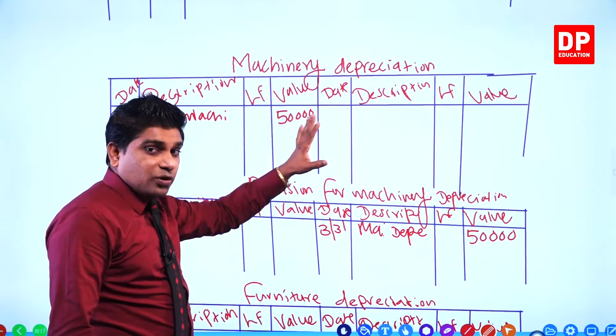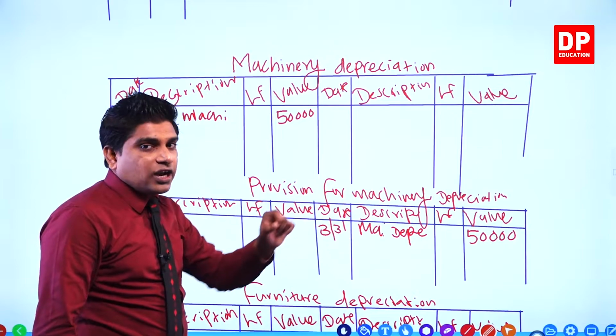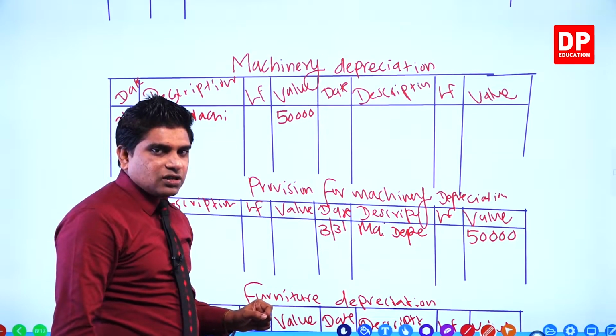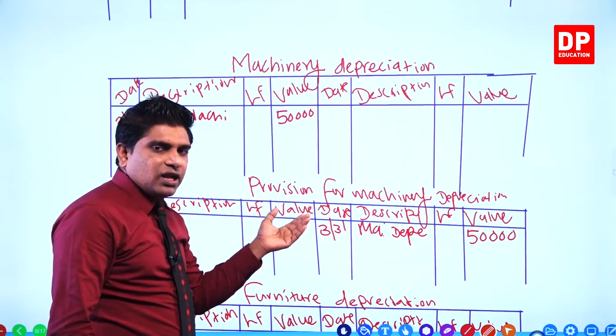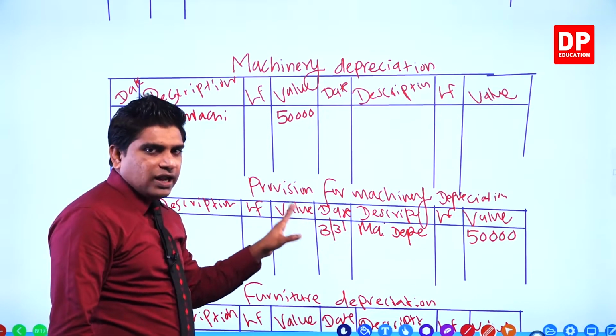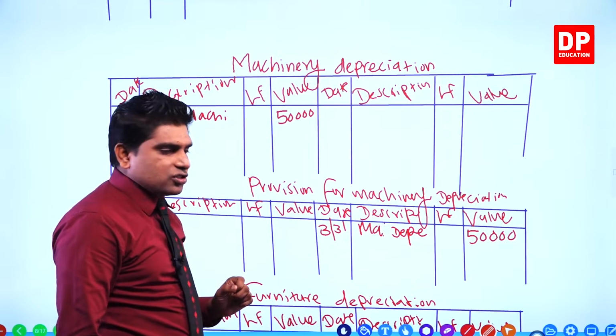Then it's finished. No, it's not finished. You have to enter these details where? In the extract of financial statements. But we do the first two here, furniture depreciation and machinery both. After that, one time we can enter the details in the financial statements, right?